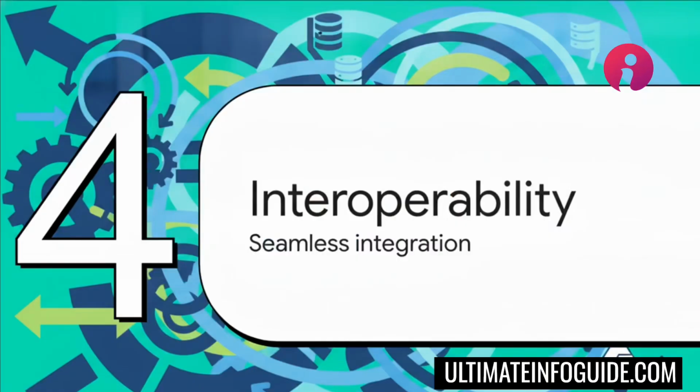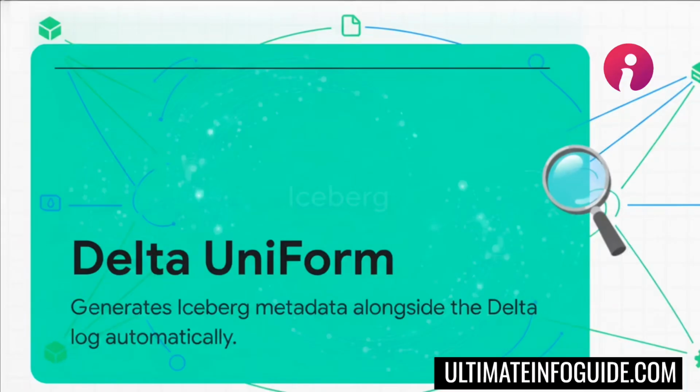Section 4. Seamless engine interoperability. This convergence leads us to the most practical part of this explainer, how this interoperability actually works for you in practice today. Because right now, you really don't need some massive, risky migration project to get these formats to play nicely together. The absolute magic word here is Uniform.